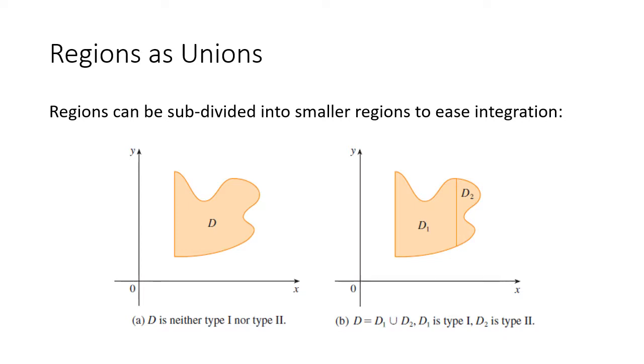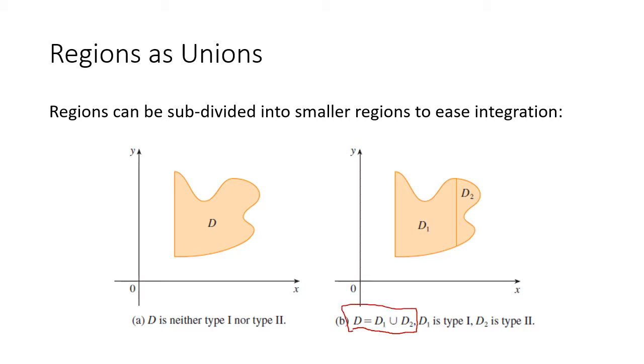Obviously, not everything is going to fit into those nice, neat categories of type 1 and type 2. So what we're going to have to do is subdivide our region into separate, smaller regions to ease our integration. In this example, figure A, that region D is not a type 1 or a type 2. I don't have nice, neat edges on either side. There's no way for me to write that out. So I'm going to have to subdivide it into region D1 and region D2, and we use set notation, the union of D1 and D2.